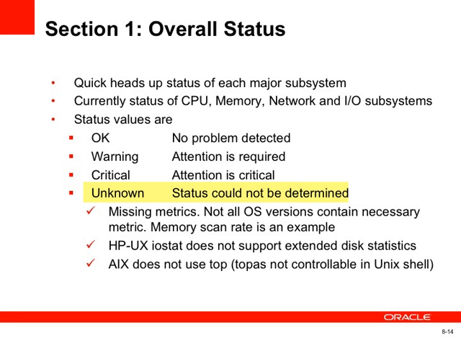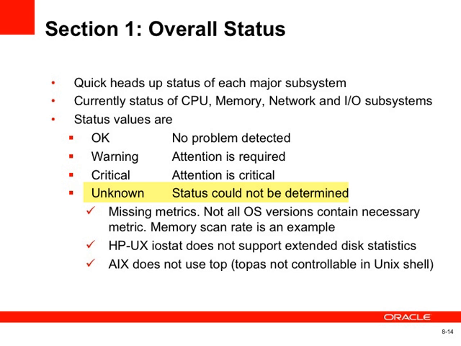Some of the reasons for an unknown status can be missing metrics. Unfortunately, not all operating systems contain metrics that are reliable for critical health assessments to be determined. Memory scan rate is an example. Memory scan rate exists on some platforms such as Sun and AIX but is missing on other platforms such as Linux. Another example is HPUX. HPUX does not support extended disk statistics for the iostat utility. This means iostat information collected on HPUX platforms is for all practical purposes useless.